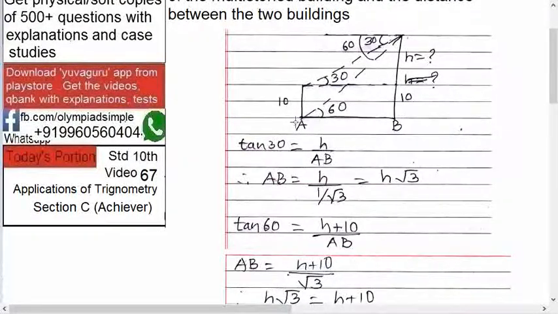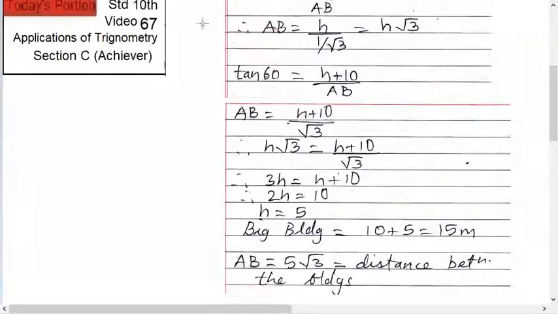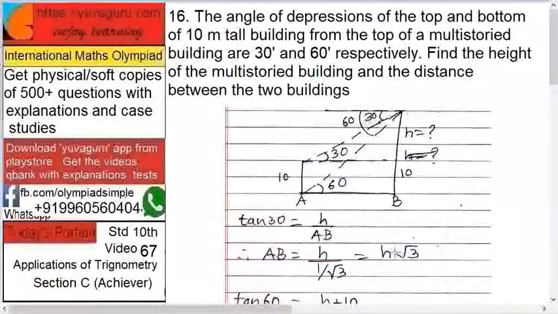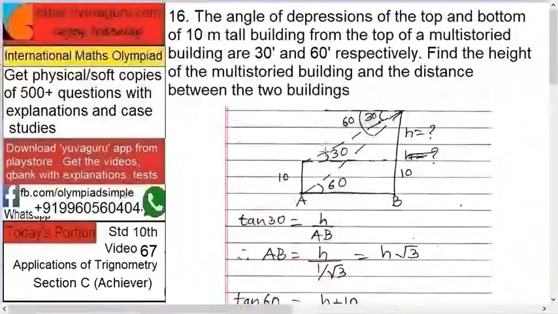15, and the distance between the two, that means AB, is also required. AB is what? H root 3. That is 15 root 3. Sorry, it is 5 root 3. Why 5 root 3? Because it is H root 3, and H is what? 5. So therefore 5 root 3 is the distance. So AB equals 5 root 3, and its total height is 15.